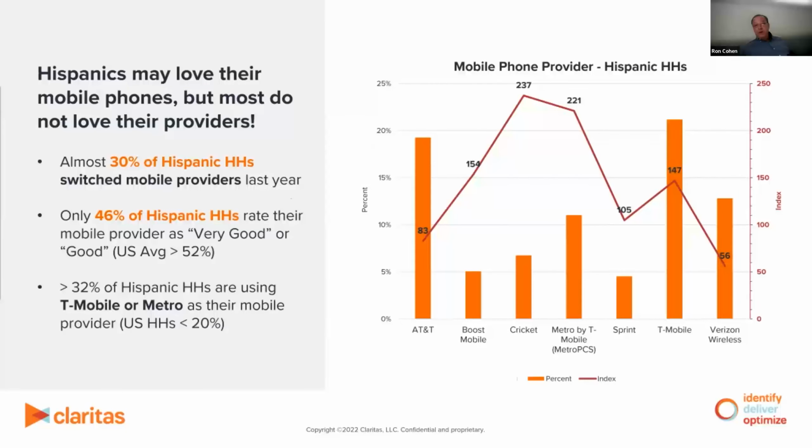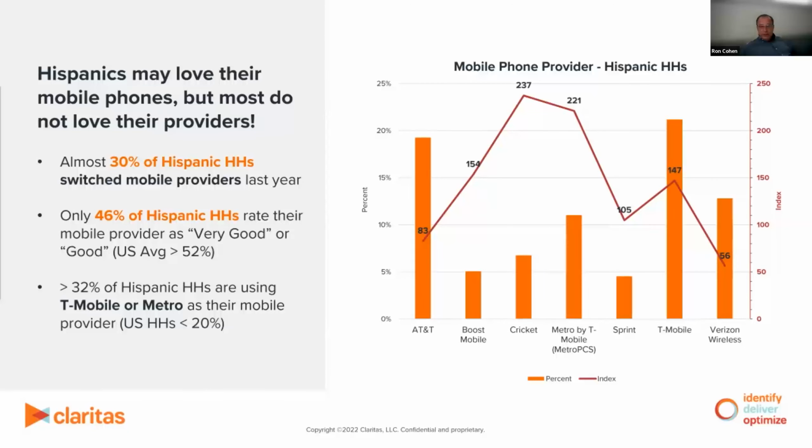So Hispanics may love their mobile phones, but not so much their providers. About 30% of Hispanic households switched mobile providers in the last year. That's a lot. Yeah, that's a lot more than the national average. And less than half of Hispanic households would rate their mobile providers as good or very good. That's low. It's much lower than average.